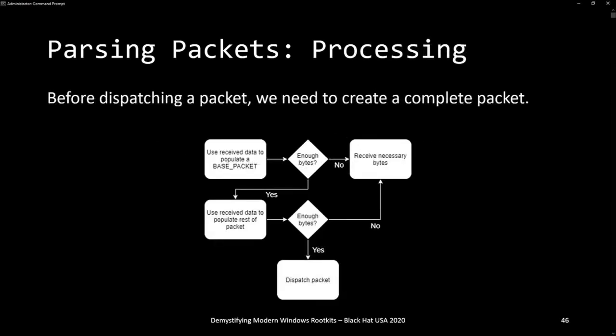For processing, it'll check to see if there's enough bytes to fill out a base packet structure in the already received data. If there are enough bytes, it'll then check to see if there's enough bytes for the custom structure, if there is one. Only when both the base packet and the optional custom structure are fulfilled will it dispatch the packet. If in any case it needs to get extra bytes, it'll go ahead and receive them using the socket handle.